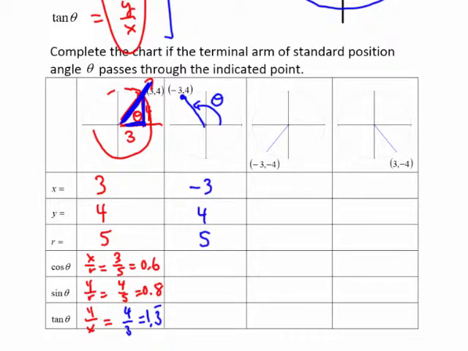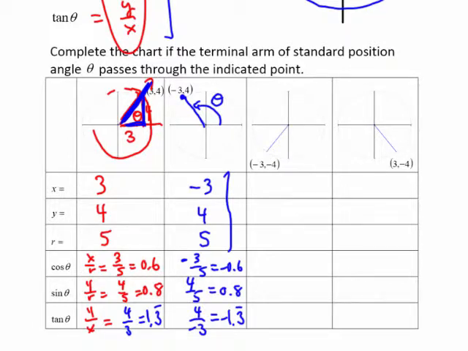And so my cosine, sine, and tangent values are all going to be based on the same numbers, except that we have a negative for the x. So cosine is -3 over 5, sine is positive 4 over 5, and tangent is positive 4 over -3.